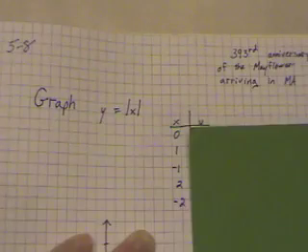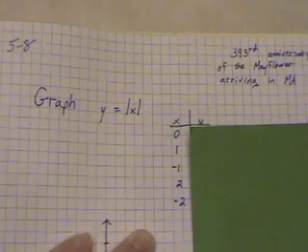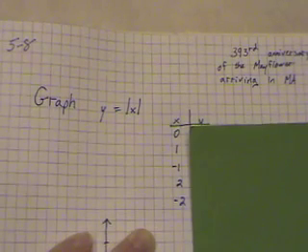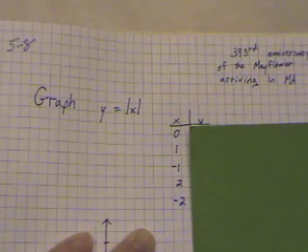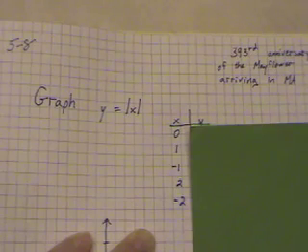Lesson 5-8. This is the one that comes right after 5-6. We're going to do lesson 5-7 later on when we do a unit on how to use graphing calculators. So I'm going a little bit off book. In the book, we're on page 342, but we're going to do this a little differently.